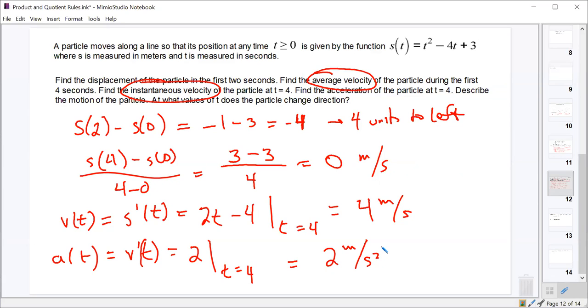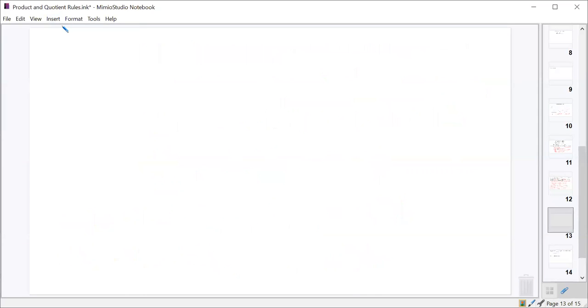Yep. Okay. Now it says describe the motion of the particle. We'll worry about that later. But we will also know, when does the particle change direction? So at what values of t does it change directions? So let's think about what that means. What's going on with our velocity when the particle changes directions? It becomes negative. Right, it's either going to go from being positive to negative velocity, or the velocity is going to go from negative to positive.